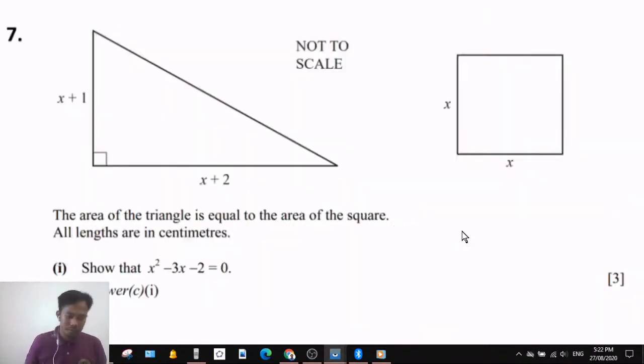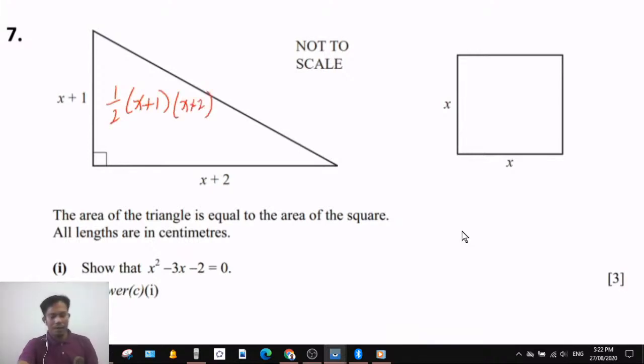Next. Number 7. The area of the triangle is equal to the area of the square. Okay. Basically, the area of this triangle is 1/2 times x plus 1 times x plus 2. The area of this square is x squared. Okay. It says they're equal. The area is equal. So how to show this? Okay. You will just have to expand the bracket here.